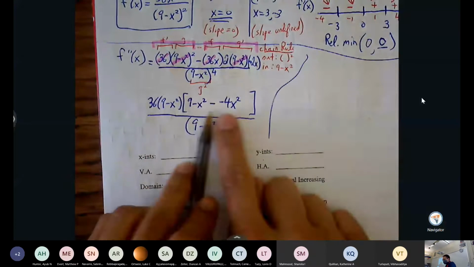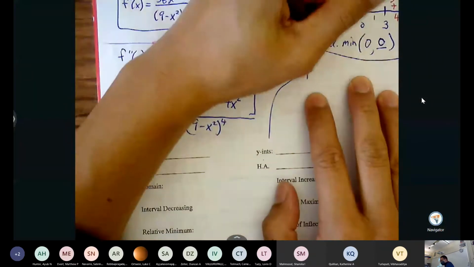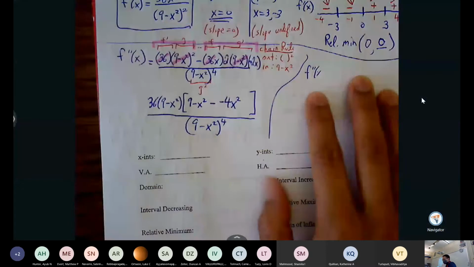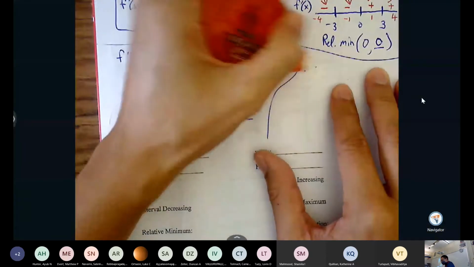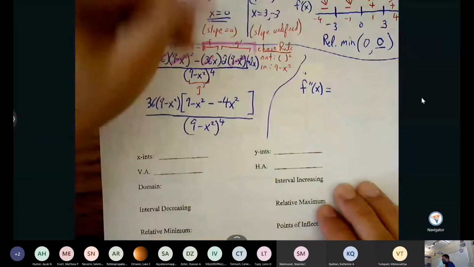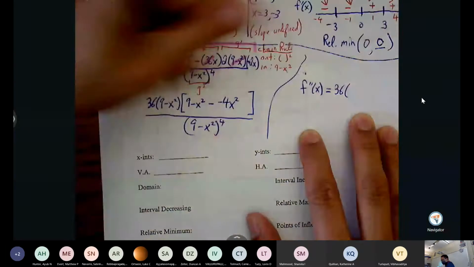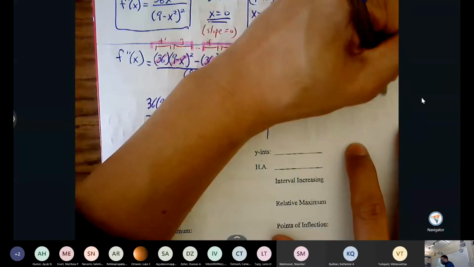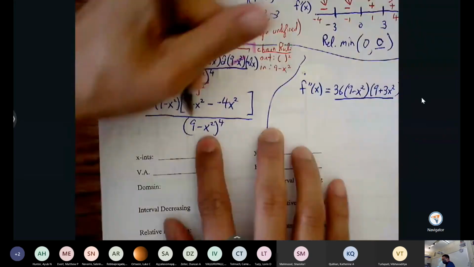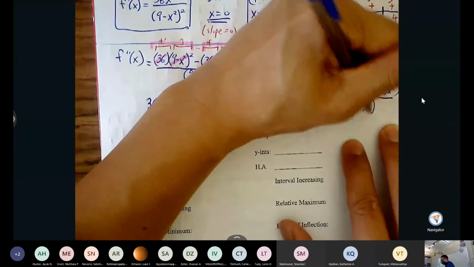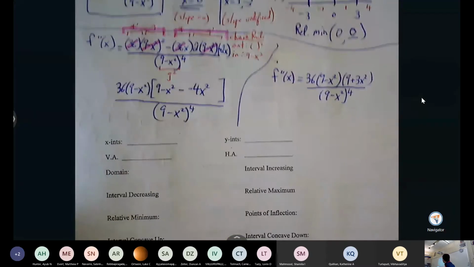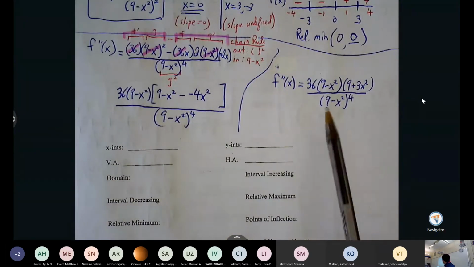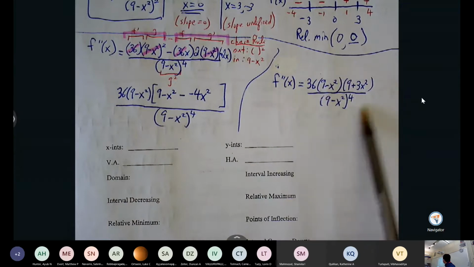This can combine, right? By some like terms there. So here's my second derivative factored form. Actually, I'm going to put this a little below here. Two negatives cancel out. I get 9 plus 3x squared. This is a lot cleaner than what we started with, but there's actually something that we can do to clean this up even further.